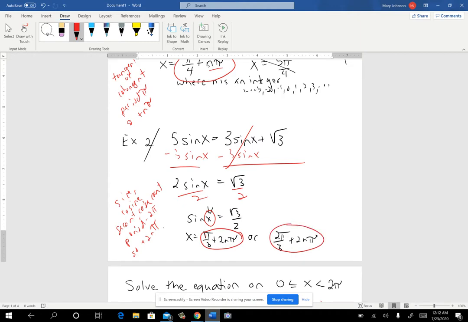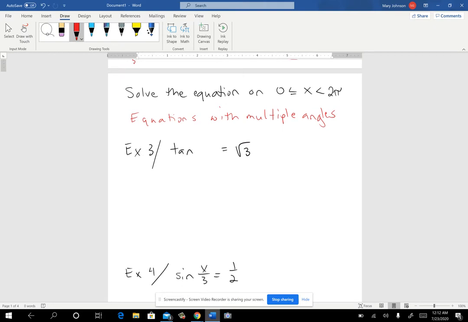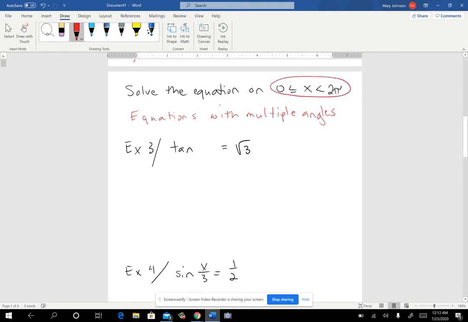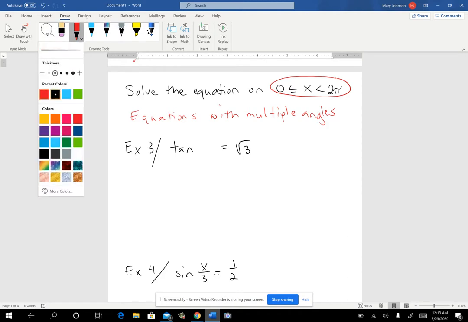All right, now, on the rest of the problems, we're going to be limiting ourselves to one rotation. So from 0, including the 0, all the way up to 2 pi. Oops, let me get that. I don't have this written, so that problem right there was supposed to be 2x.